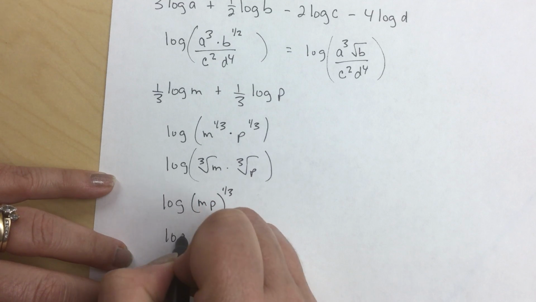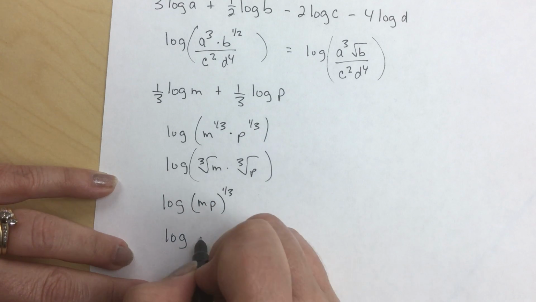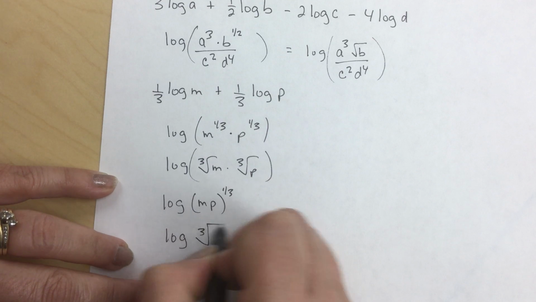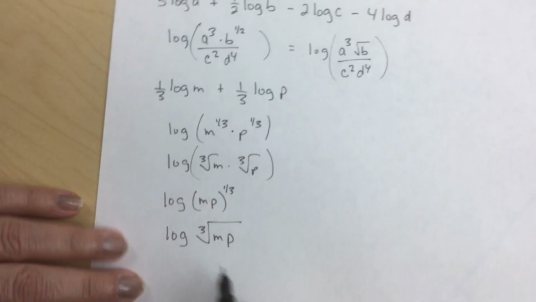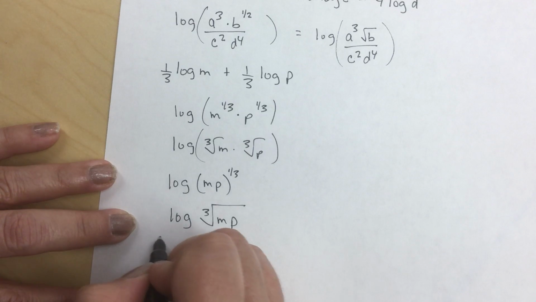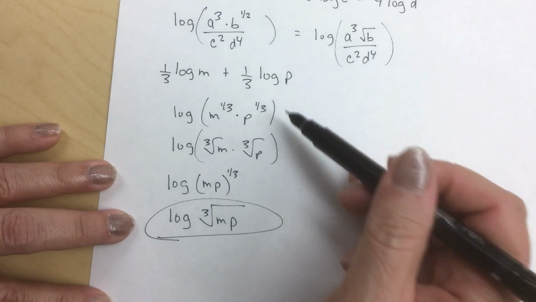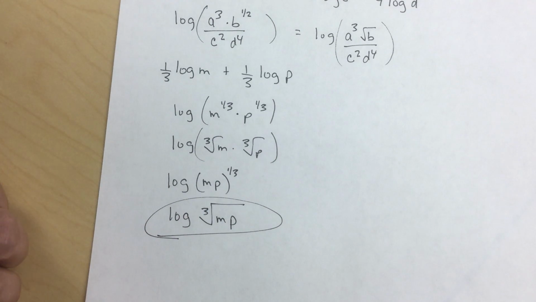You could also write that as the log of, this is how I would probably do it, the cube root of m times p. To me, that's the simplest. So this is what I would prefer, but all of those would be correct as well. Okay?